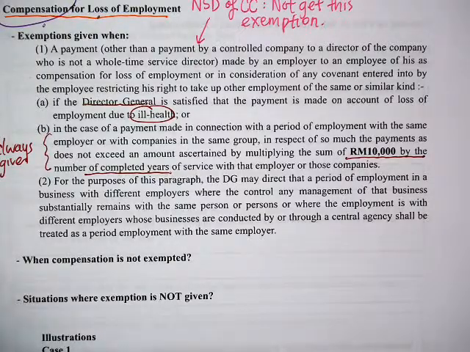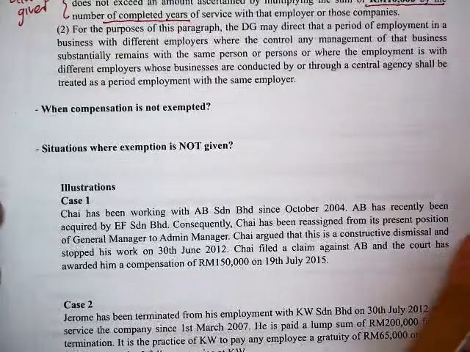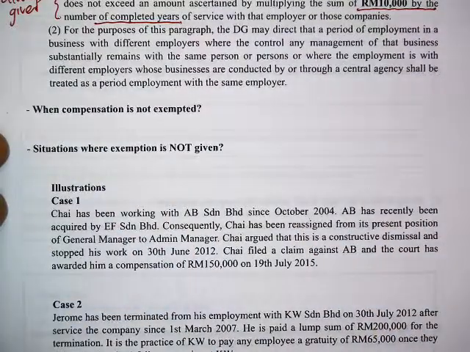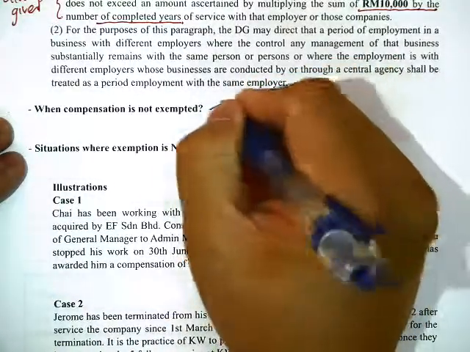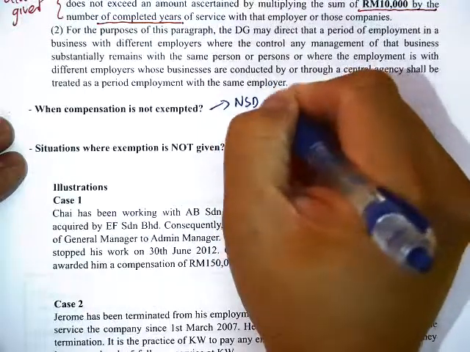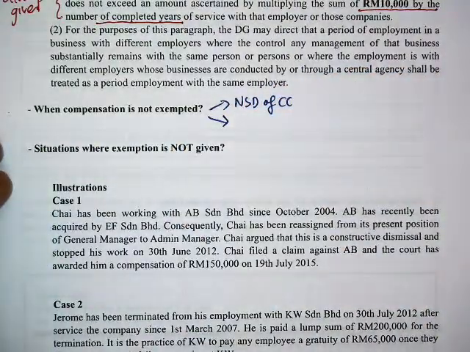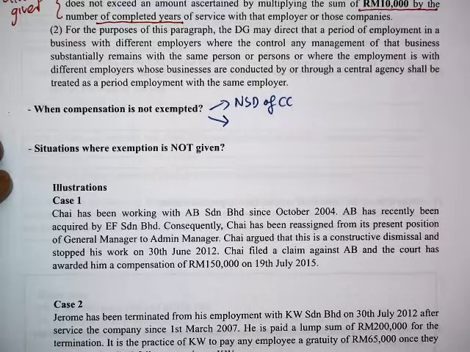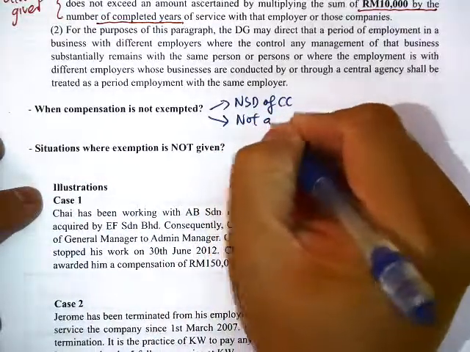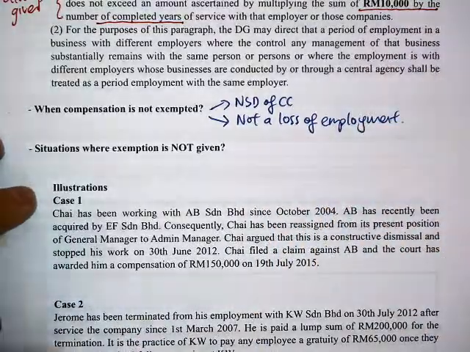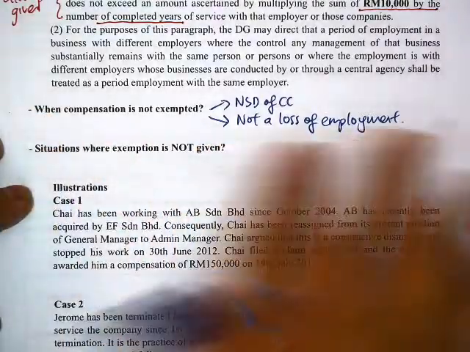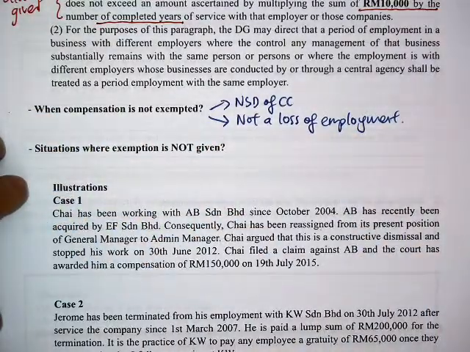Okay. Now, still, there are some cases you must understand that compensation is not exempted. NSD of CC is number 1. Okay, number 2. If this is not a loss of employment, okay, it's the same thing. Now, it's not a loss of employment.